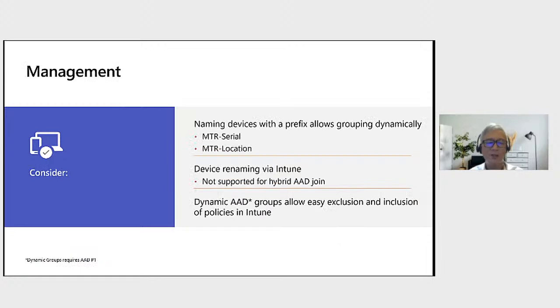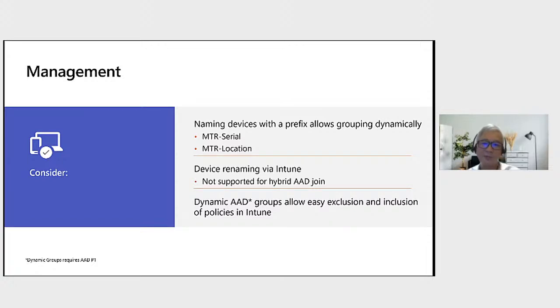Another thing I mentioned earlier is that you want to rename your device. It's good practice to name the MTR device with a prefix so that people know where it is. Personally, I don't like MTR-serial. I prefer MTR-location or the MTR room name, so people know where this device is located, which meeting room it's referring to. So having a prefix would be very good.